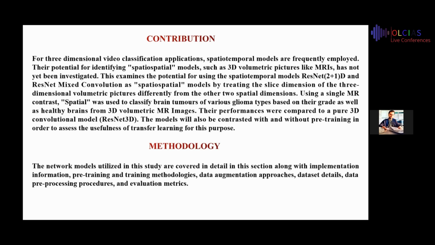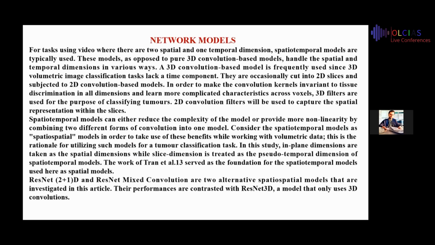The network models utilized in this study are covered in detail in this section, along with implementation information, pre-training and training methodologies, data augmentation approaches, dataset details, data pre-processing procedures, and evaluation metrics. So quickly moving to network models. For tasks using video, where there are 2 spatial and 1 temporal dimension, spatio-temporal models are typically used. These models, as opposed to pure 3D convolution-based models, handle the spatial and temporal dimensions in various ways.